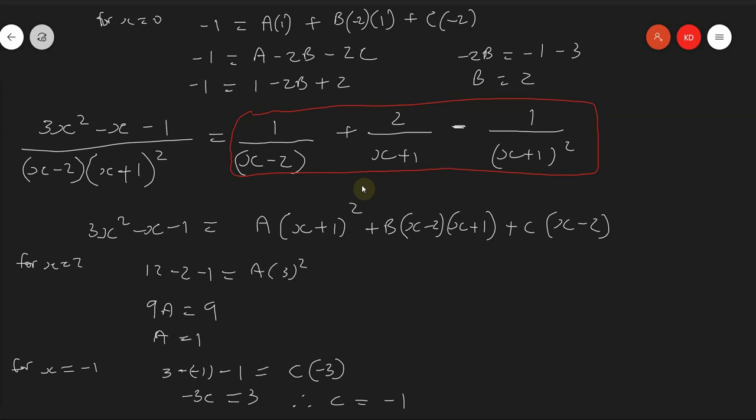I guess in my next video I will go through more integration, especially problems that would require you to use partial fractions.